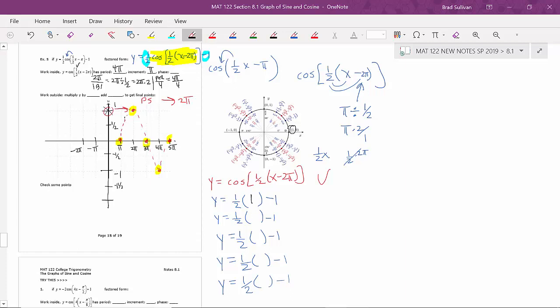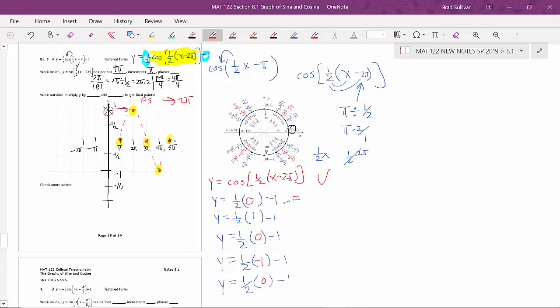Let's start with this point right here. That y value is 0 here. And then the next one is 1, then 0, then -1, then 0. So again, I'm just taking those y values of those 5 key points.